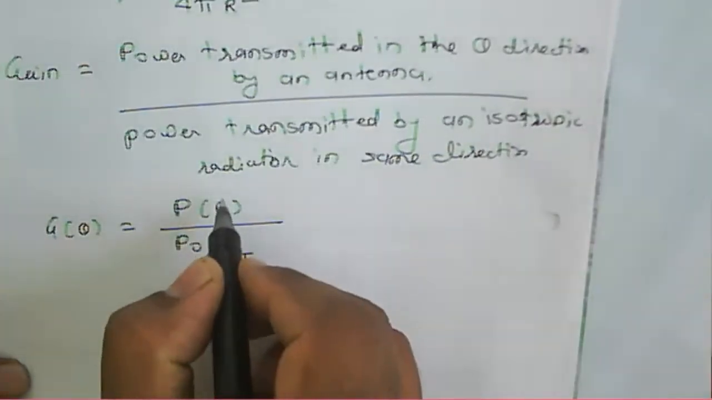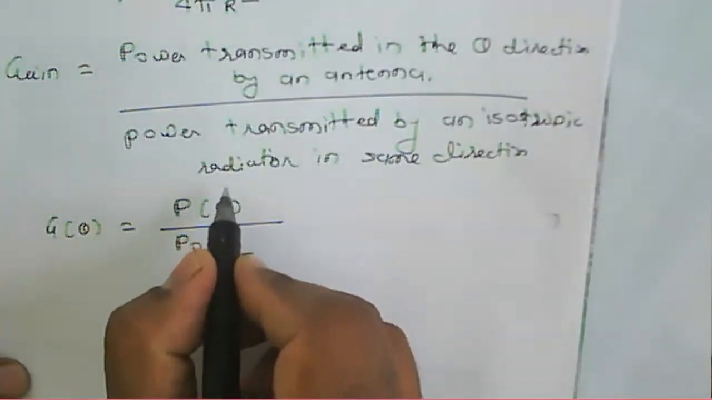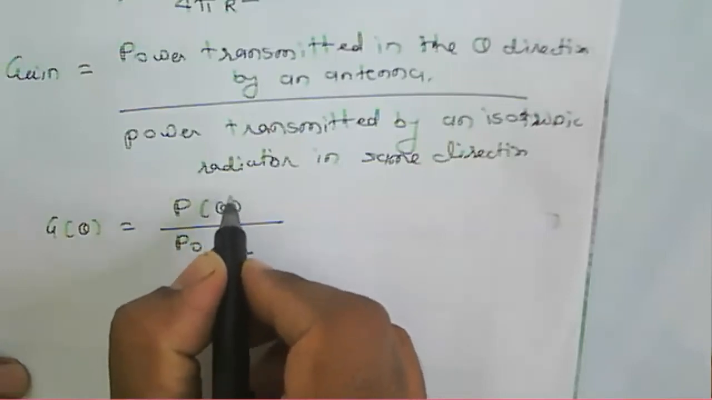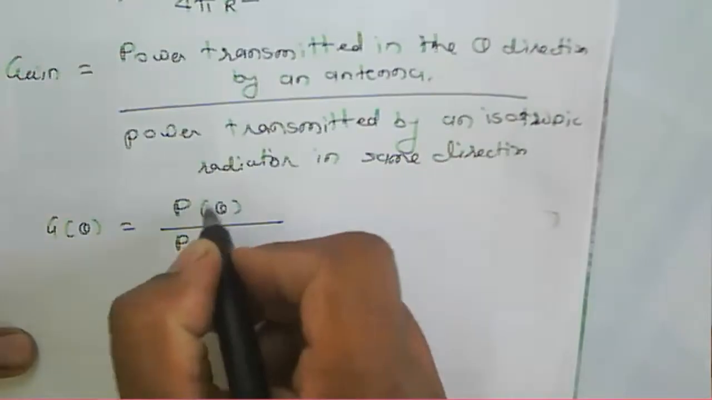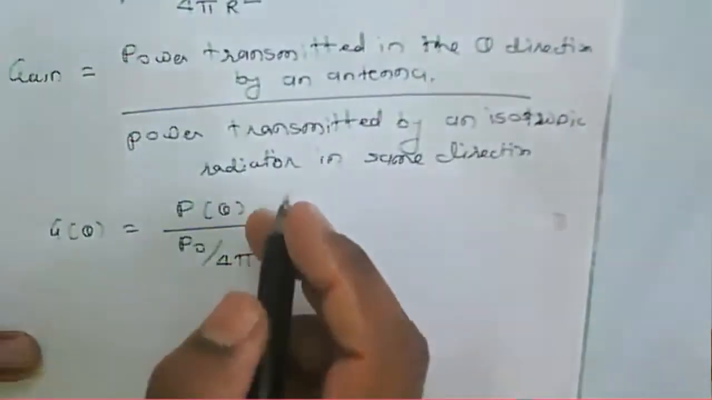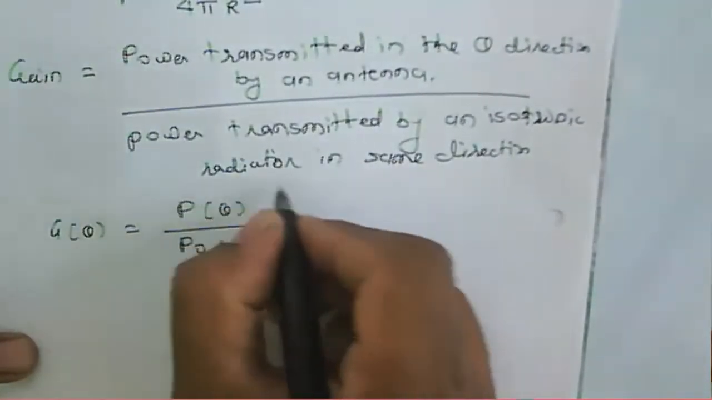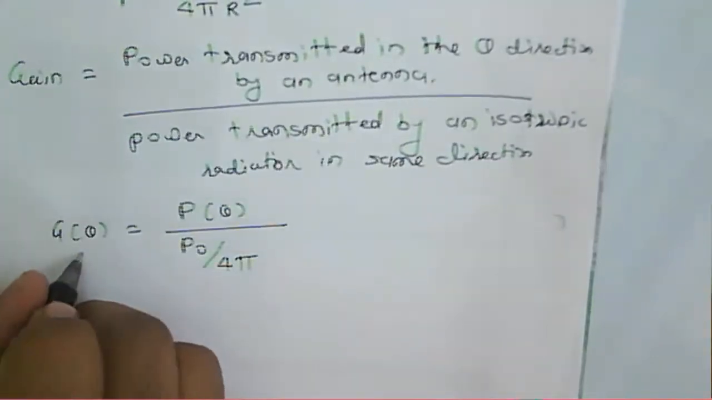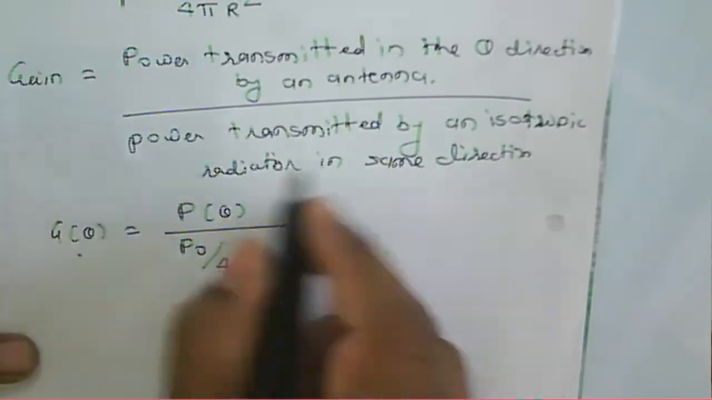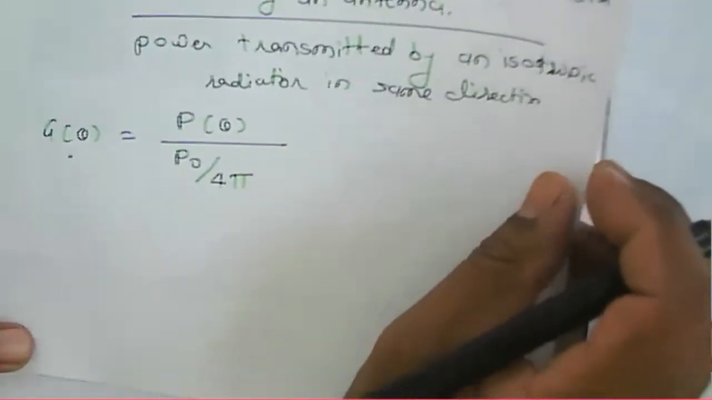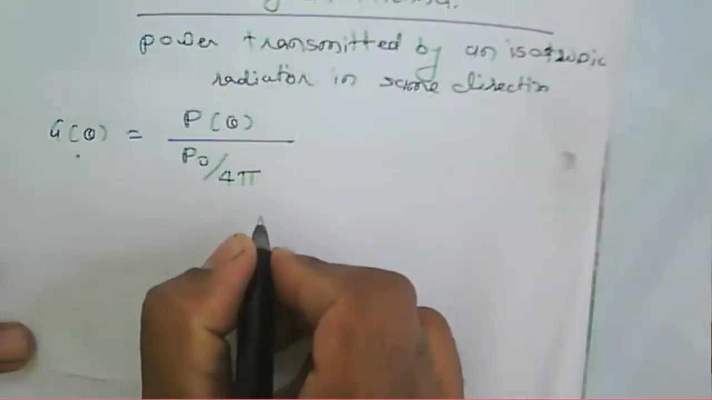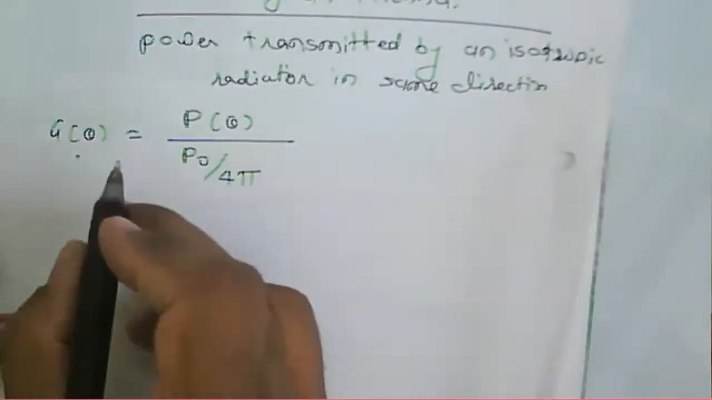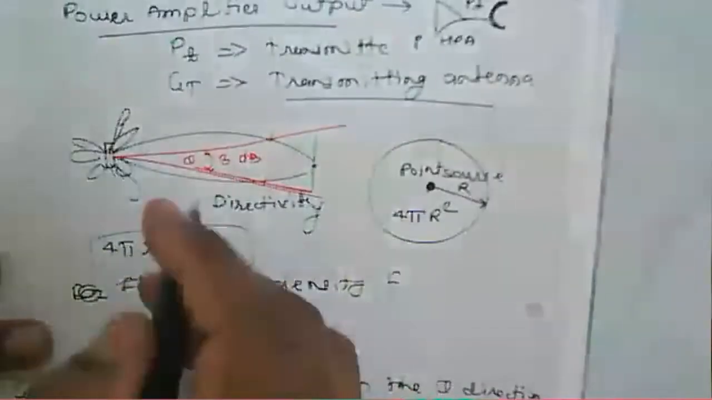Means we say that here theta is equal to 0, suppose. Then in that case, toward the bore site, instead of G of theta, that will be G of 0 here. But generally we consider that in a given particular direction how much is the power transmitted by this antenna. So we consider the bore site of an antenna.